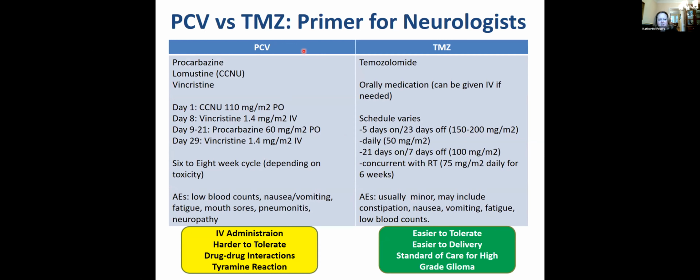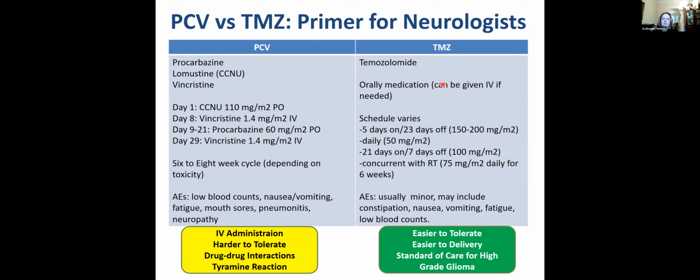What is PCV versus temozolomide? PCV is three chemos: procarbazine, lomustine, and vincristine. Many of you probably know vincristine because it can also cause neuropathy, so it can be a serious complication for our patients. Some of the agents have to be given IV, and it can cause a lot of side effects. So it's IV administration, it's harder to tolerate, there are drug-drug interactions, and procarbazine causes a tyramine reaction.